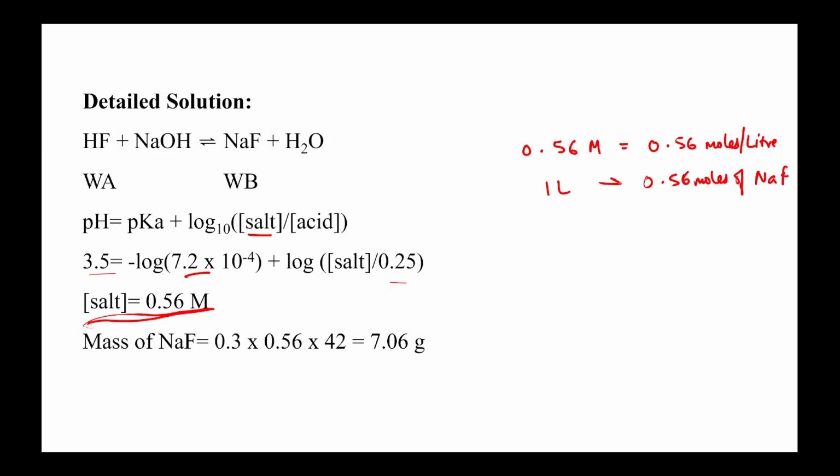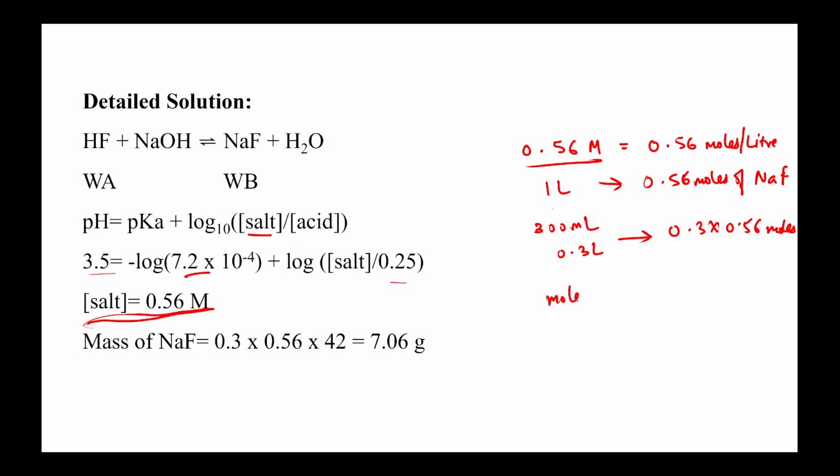This is the meaning of 0.56 molar. Now the volume that we have is 300 ml or 0.3 liters. So if in 1 liter 0.56 moles are there, then in 0.3 liter, just normal unitary method, it will be 0.3 into 0.56 moles. So now you have the number of moles.